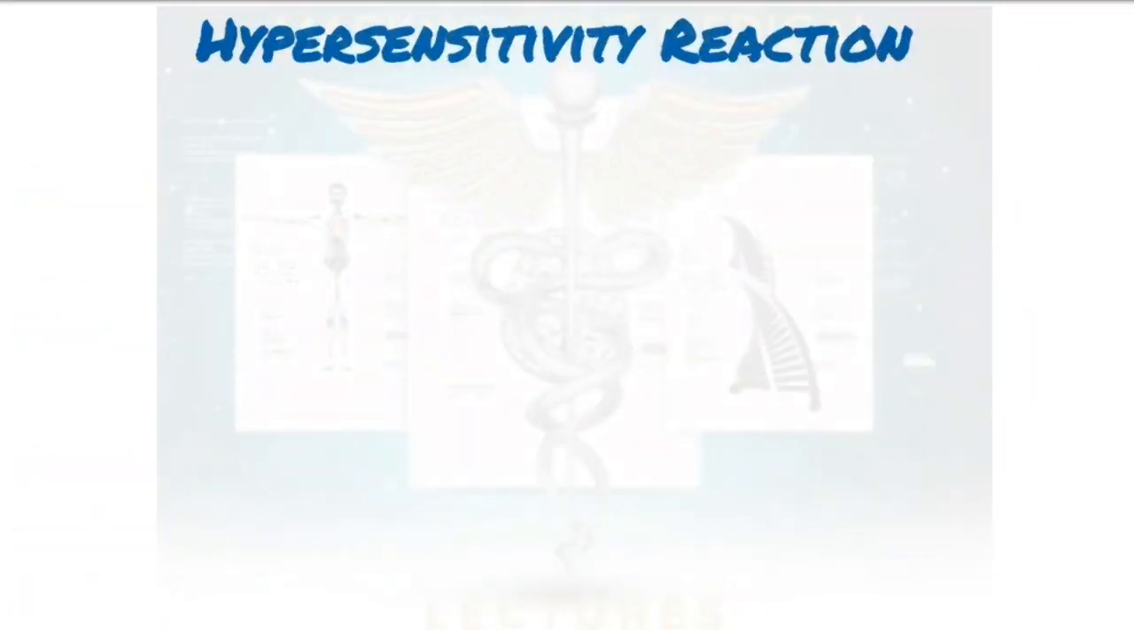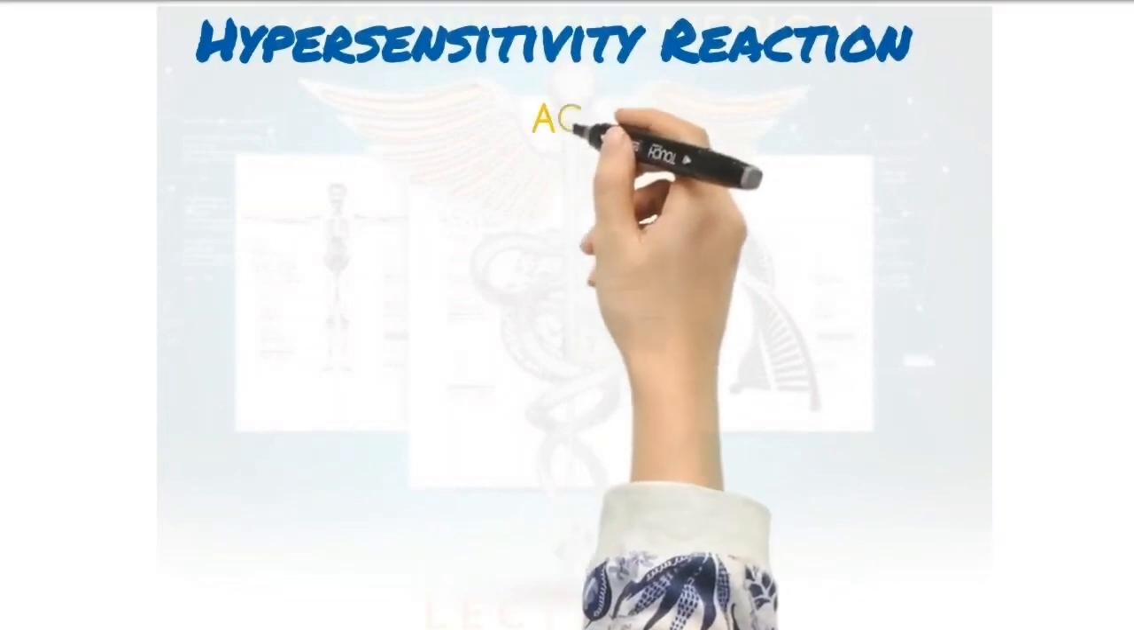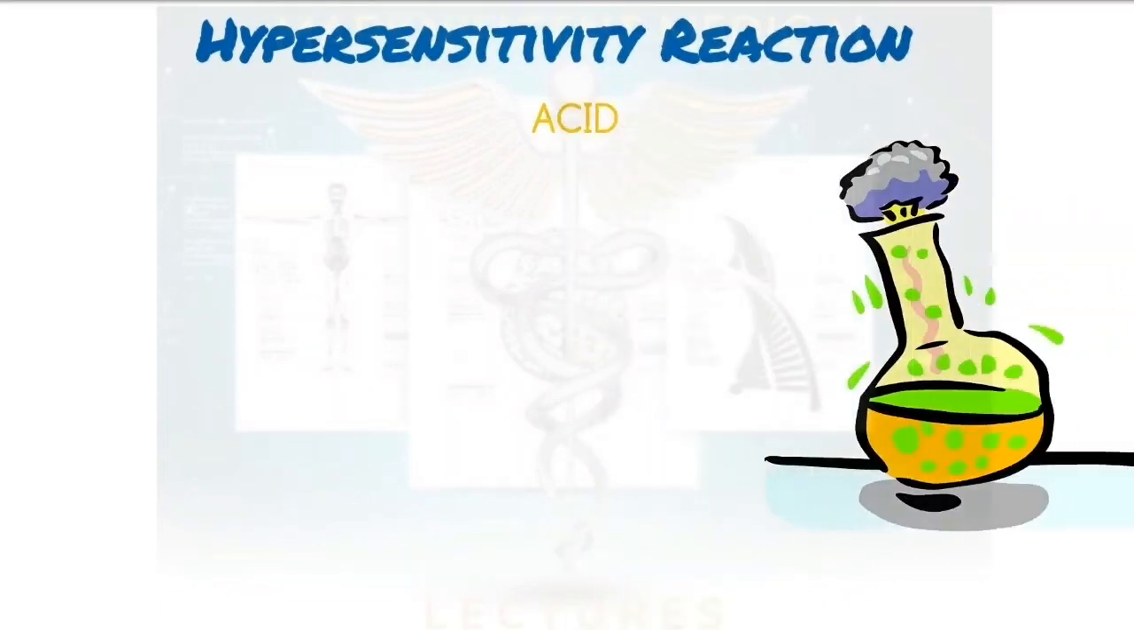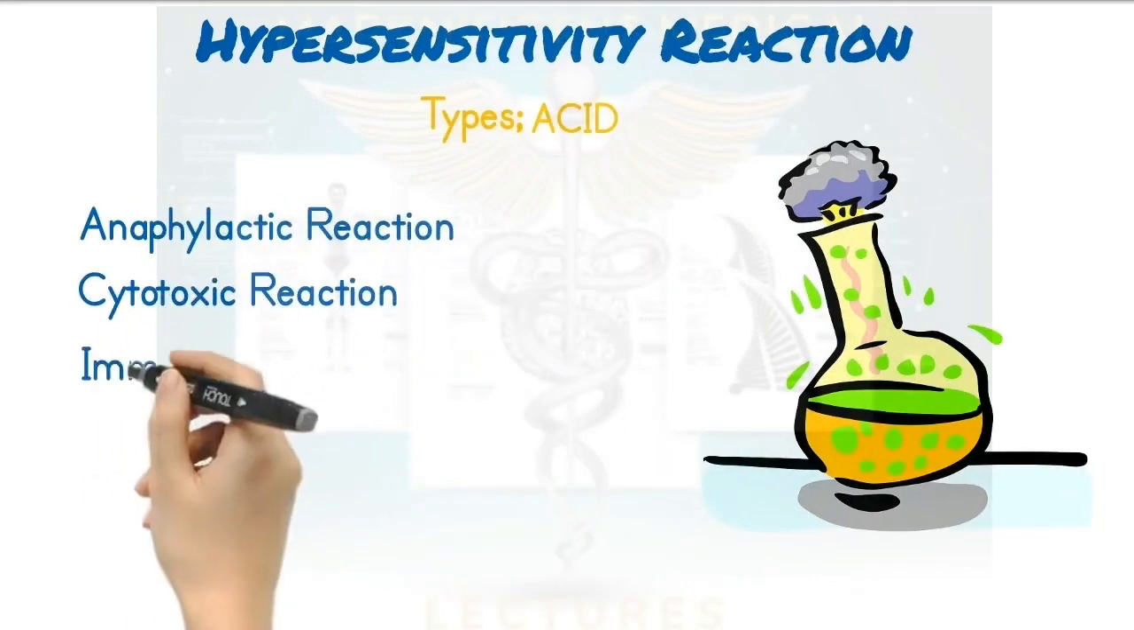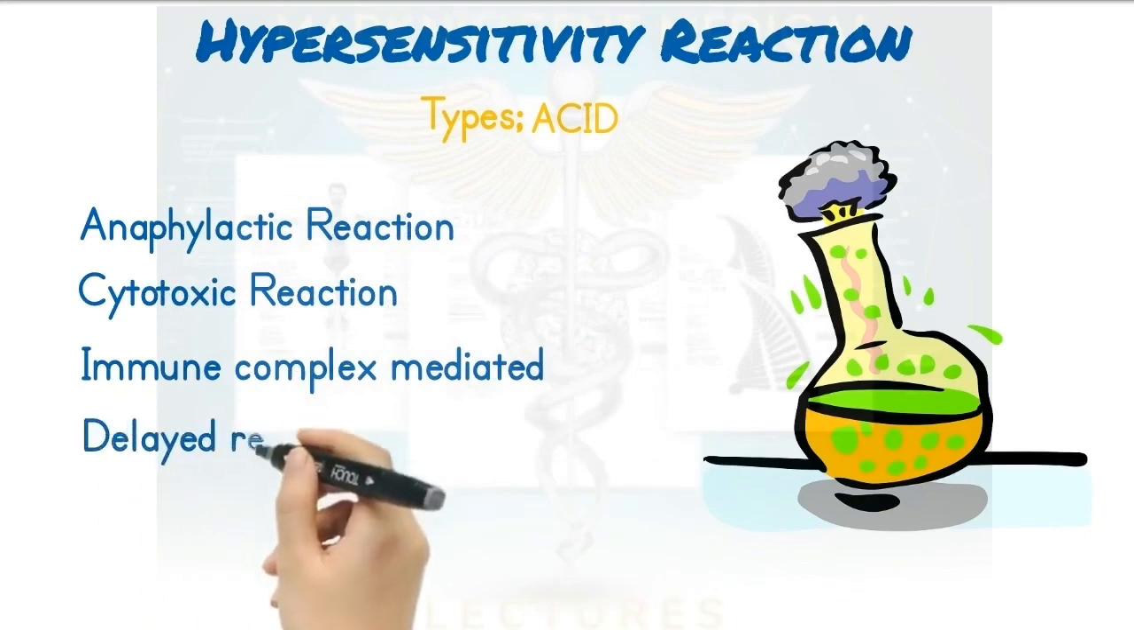Hypersensitivity reaction. Hypersensitivity reactions are exaggerated or inappropriate immunologic responses occurring in response to an antigen or allergen. The word acid is used to remember the types: anaphylactic reaction, cytotoxic reaction, immune complex mediated, and delayed reaction.